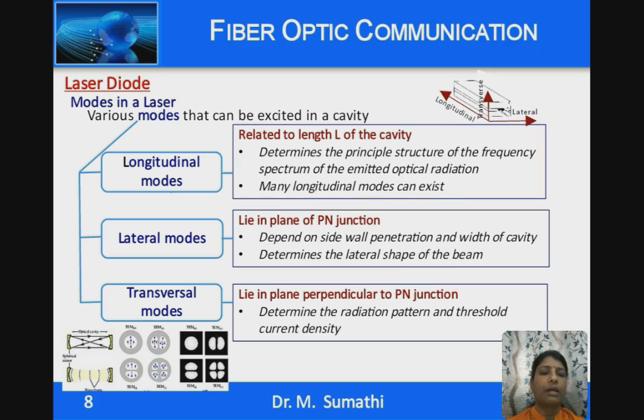laser cavity. The lateral mode lies in the plane of the PN junction and it depends on the sidewall penetration and width of the cavity. This determines the lateral shape of the beam. And the transverse mode lies in a plane perpendicular to the PN junction. This determines the radiation pattern and the current density threshold. As you can see in the picture, for the transverse mode, the light after reflection forms a closed path. And this diagram gives the electric field pattern and the field intensity of the transverse modes.